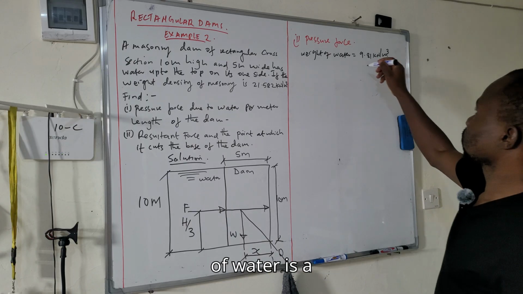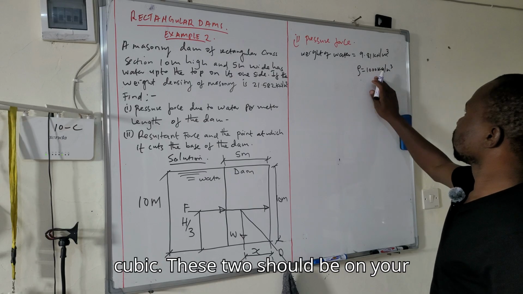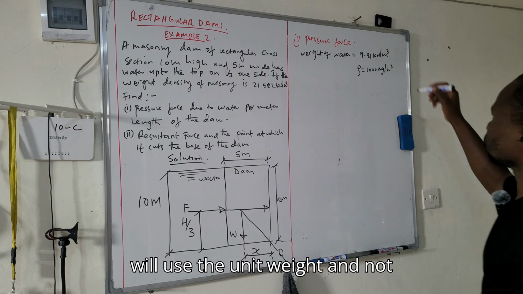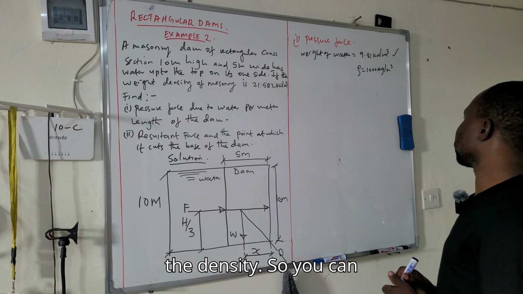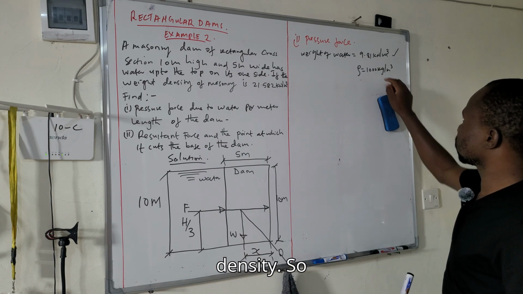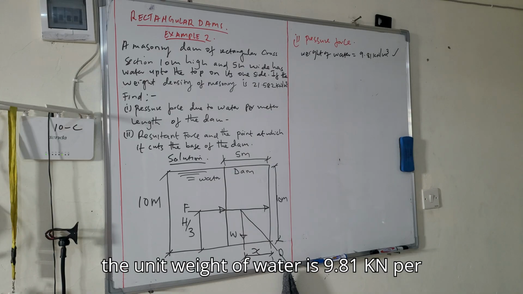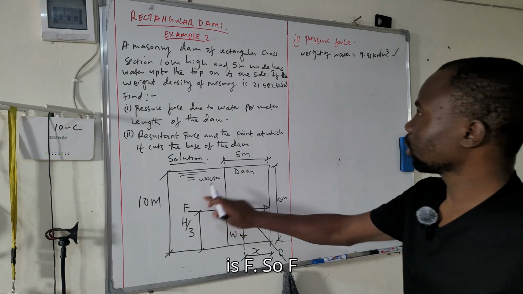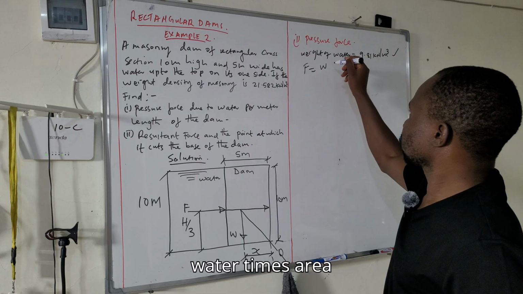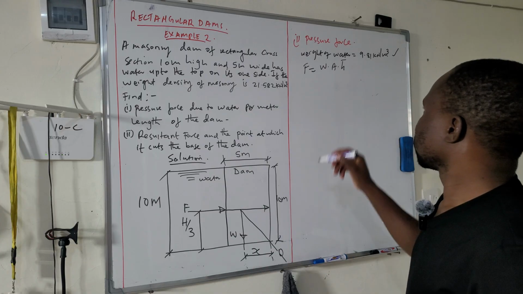And the density of water is 1,000 kilogram per meter cubic. These two should be on your fingertips. But for our case, we will use the unit weight and not the density. So you can also generate the unit weight from this density. So the unit weight of water is 9.81 kilonewton per meter cubic. So you know that force, which is F, is equal to unit weight of water times area times H bar.